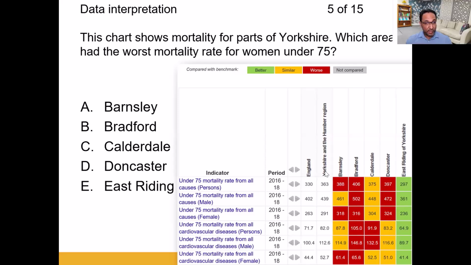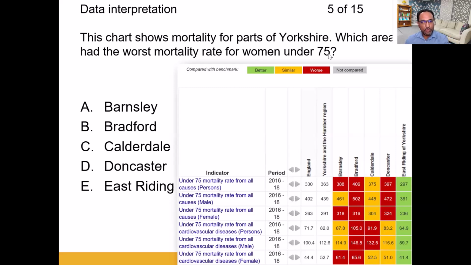Okay, great. I'm happy to see that most people have got this one right. But for those that haven't, we'll look at why you might get this wrong. So this is an example of one of the new style data interpretation questions that they're using real life data from, in this case, Public Health England, rather than a published paper or a study.